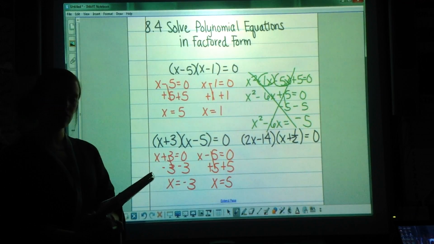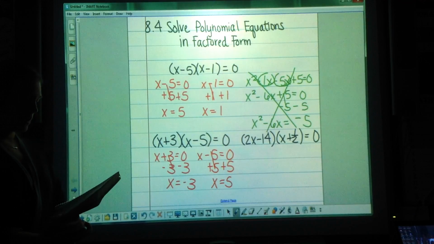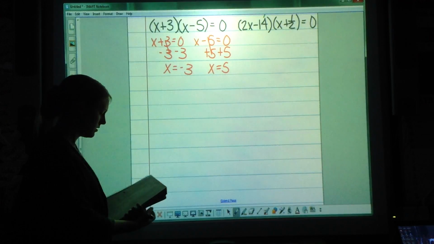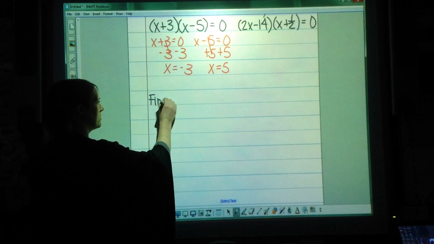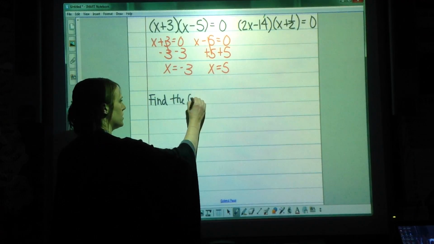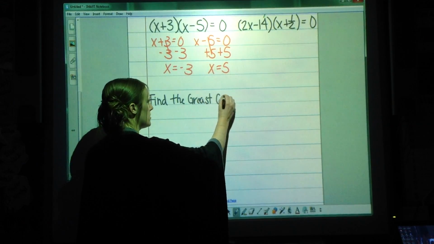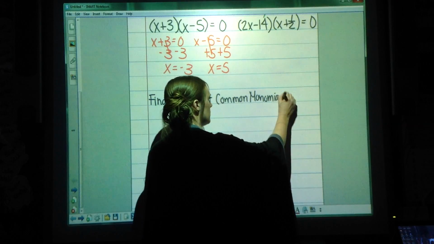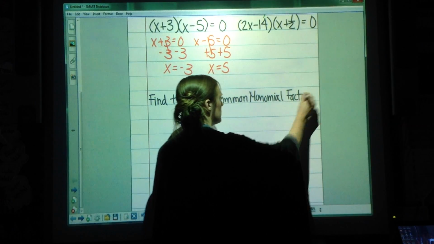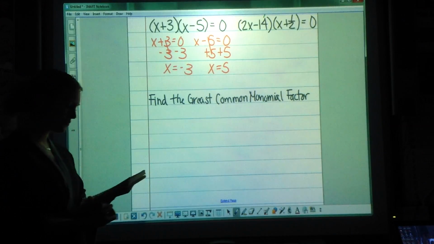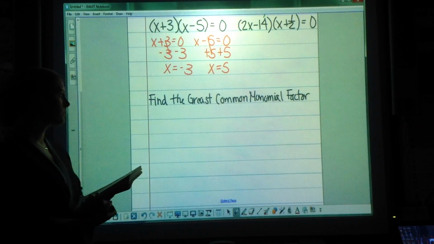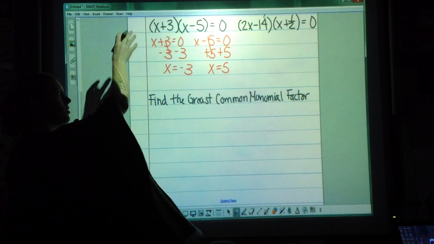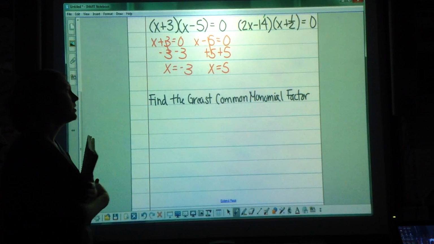Next, we're going to find the greatest common monomial factor. This is going to look kind of new and different than what I just told you, but we're going to put the part we just talked about and this part together at the end.